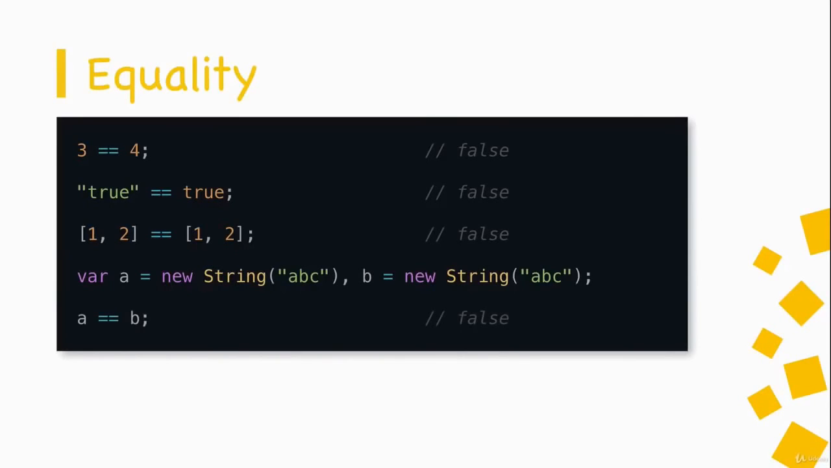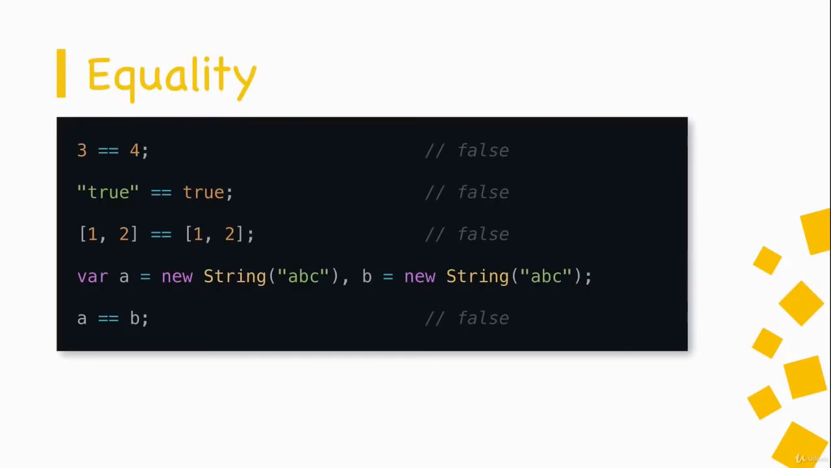Unfortunately, they're not. a equals b returns false because variable a contains a string object, variable b contains another string object. That's why two objects in JavaScript can never be the same. Although they contain the same value, both have the value string "abc", because they're objects, different objects are never equal to one another. That's why a is not equal to b. a equals b returns false.